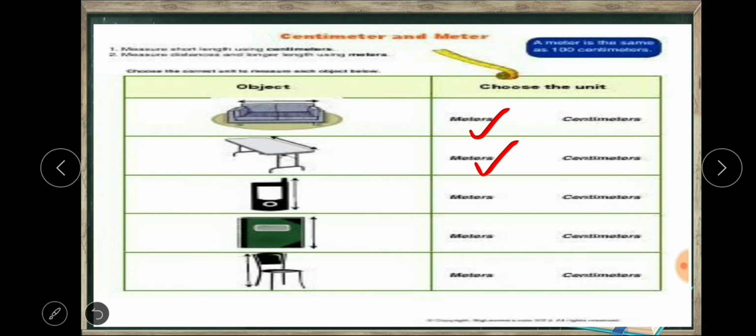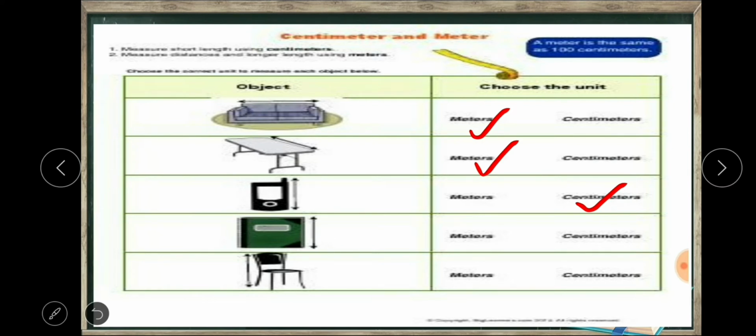Next, length of the mobile phone, length of the cell phone. Can we measure the length of the mobile phone using the ruler in your pencil box? Yes, of course, we can use our small ruler to measure the length of the cell phone. So we can say the length of the cell phone is measured in centimeters. The centimeter ruler is in our pencil box.